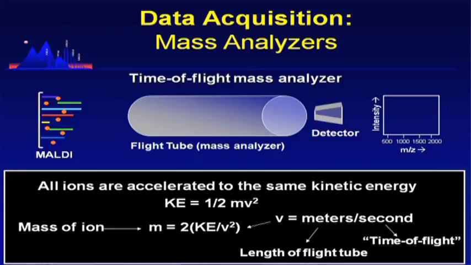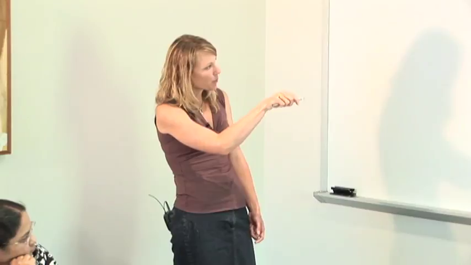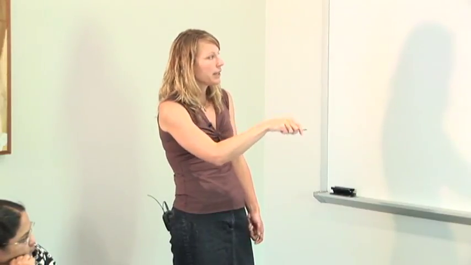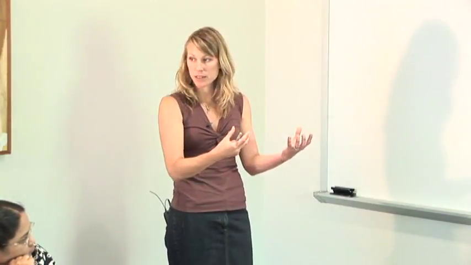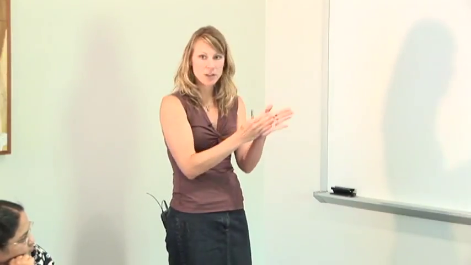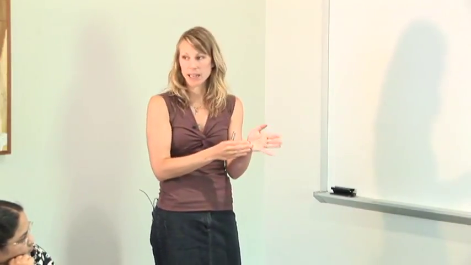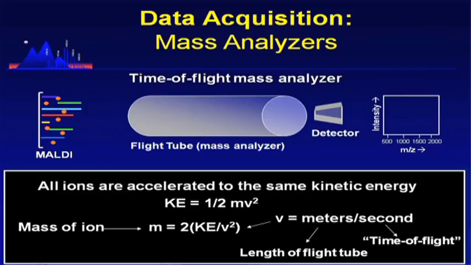And this is the mass of our ion. Then the one I didn't point to was the kinetic energy. Kinetic energy is actually a constant. At the point of ionization, we give all of the ions a voltage boost so that at time 0, all of the molecules have the same kinetic energy. So this is a constant, and the length of the flight tube is a constant. What we're measuring is the time of flight, and we can use this measurement to calculate the mass.